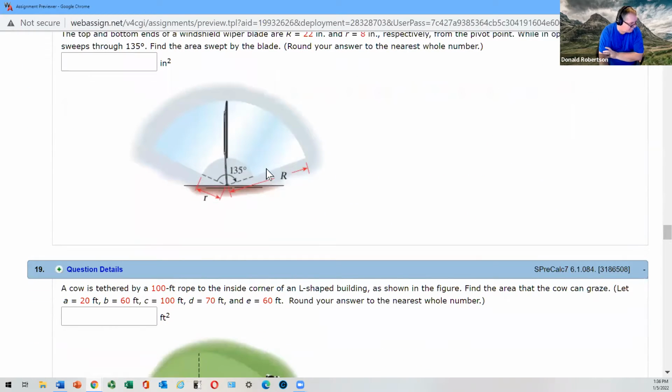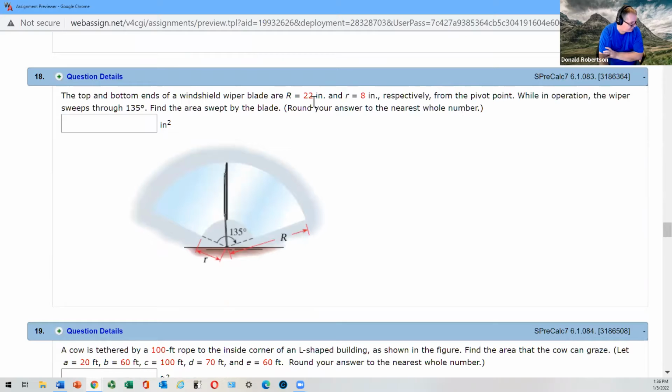Here's one where the angle's 135 and the radius is 22 and the little baby radius is 8. So this one's sneaky. Do you know when your window wipers go bump, bump, bump, right? Unless you've got a really long blade, isn't there this annoying bit in the center that's still wet or has snow in it? And we're being asked to find the area of this piece.